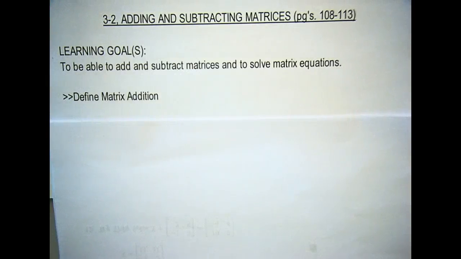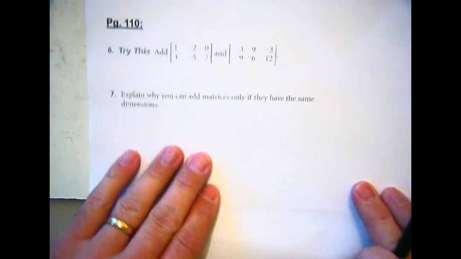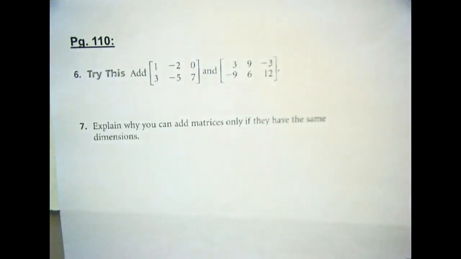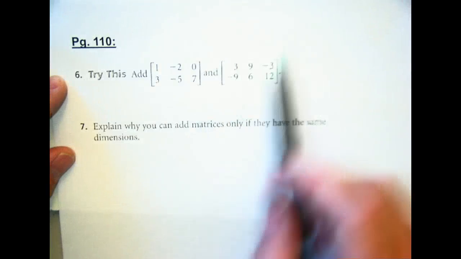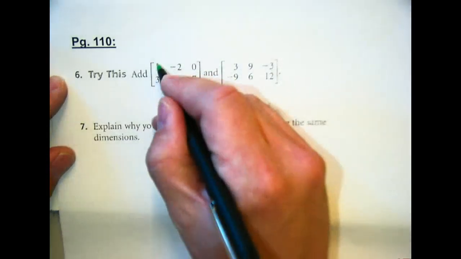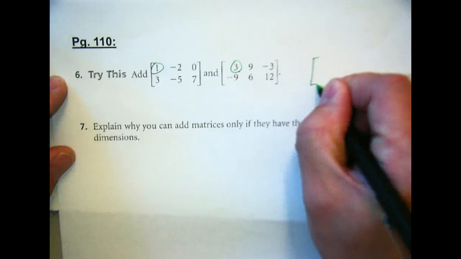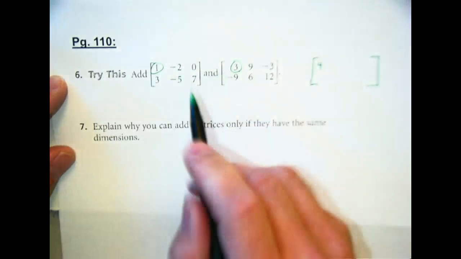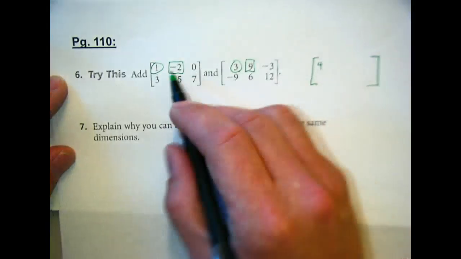Adding and subtracting matrices. When you add matrices, you're adding their corresponding elements. In order to add, say if I had number 6 on page 110, if you're following along in your book, I'd have to make sure first that the matrices have the same dimensions. In order to add matrices, they must have the same dimensions, or otherwise you don't have an element to add. If I go 1 and 3, my new matrix would have a total of 4 for that element. So you add the corresponding elements. And notice the resulting matrix should be the same dimension as the 2 you're adding. Negative 2 and 9, just add those 2.